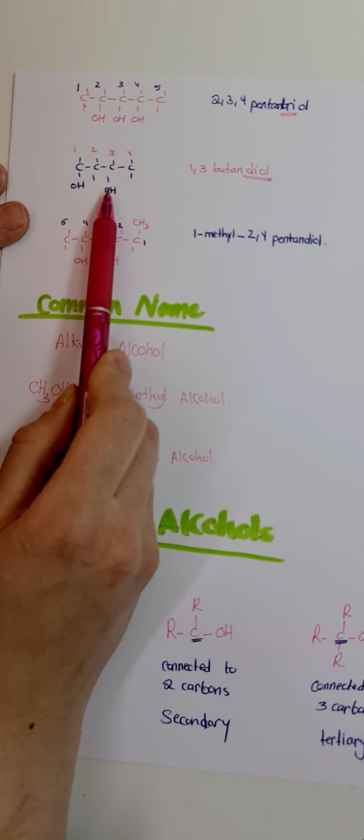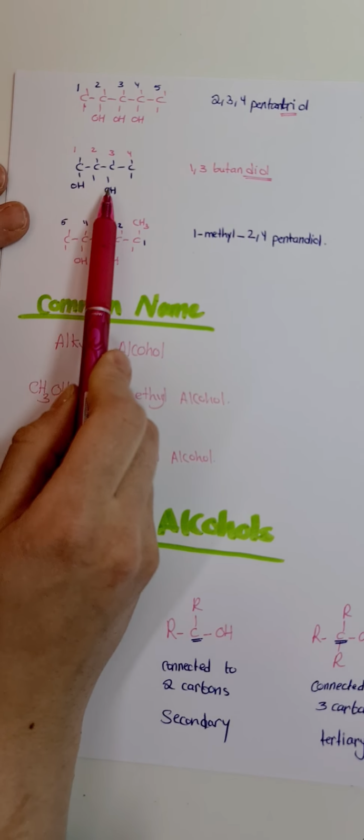Okay, what if I have a branch? If I have a branch, the same, I'll start by giving the least numbers to the OH. If I can give the least number for the group, it's okay. So I can say here 1, 2, 3, 4, 5. 2 is the least number for the OH, even if I start from the other side. That's why I started from the right. It's better to start from the group if the OH will not be affected. So here I have 1 methyl, 2, 4 pentane diol.